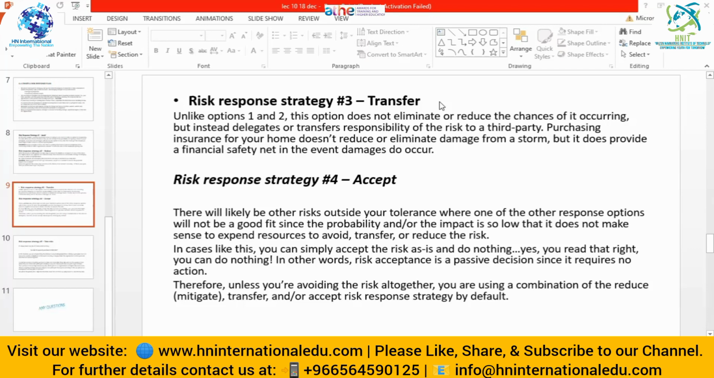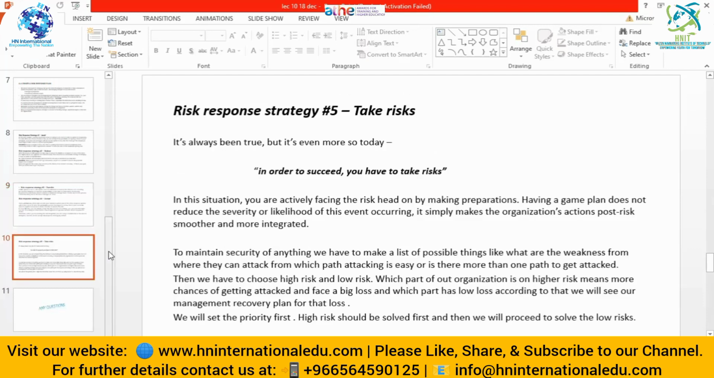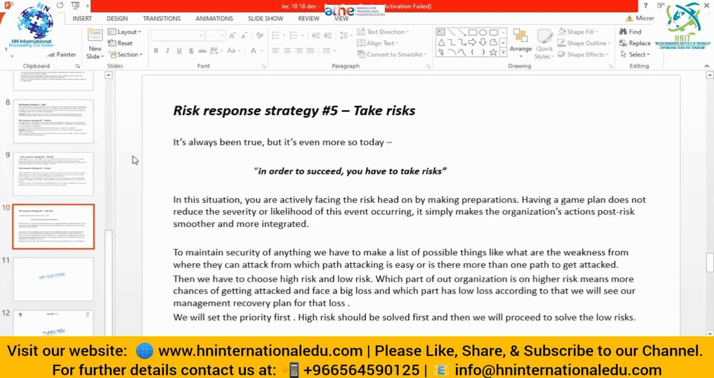Now what next? Therefore, unless you are avoiding the risk altogether, you are using a combination of reduce, mitigate, transfer, or accept risk response strategy by default. It's another thing if you're not understanding the risk, and maybe that risk is one to accept, but you're not accepting it, and you are trying to reduce or transfer that risk, or you mix all these strategies. You have to be careful about what type of risk it is and what option we have with that risk.